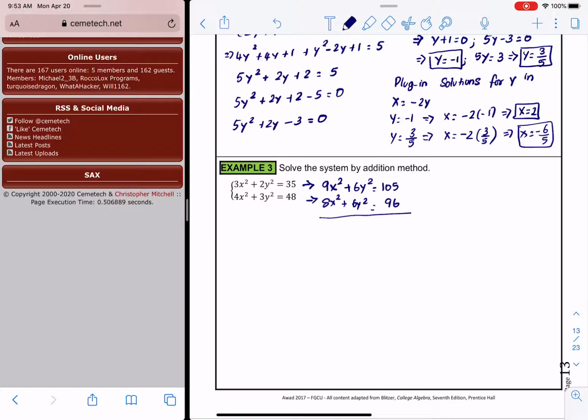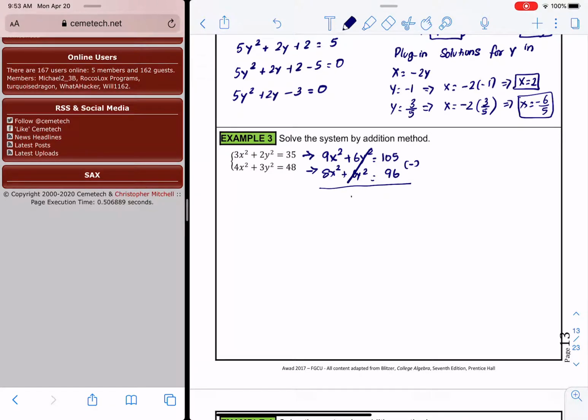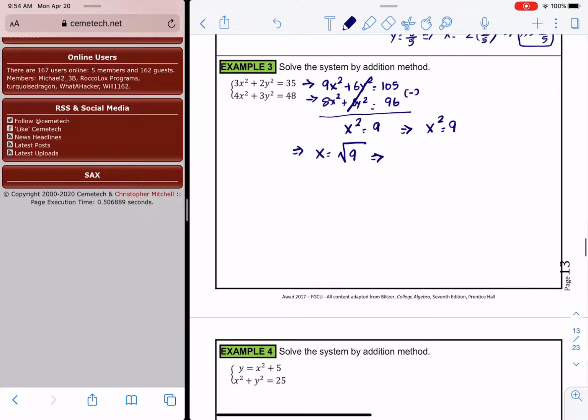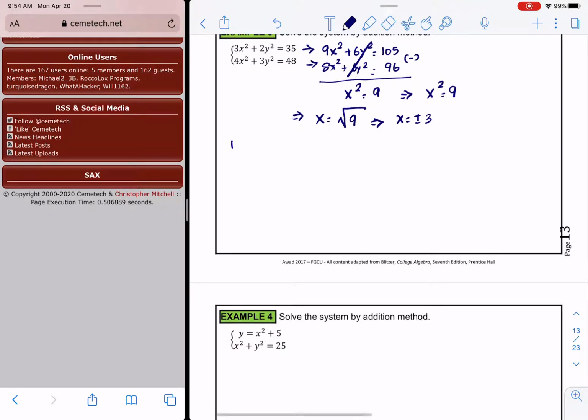Now, if I subtract, the y squared terms would go away. 9x squared minus 8x squared would simply be x squared. 105 minus 96 is 9, which would imply x squared is positive 9. And if we take the square root on both sides, x would equal the square root of 9. Therefore, the solutions are x is equal to plus or minus 3. So plug in positive 3 in one of the two equations.